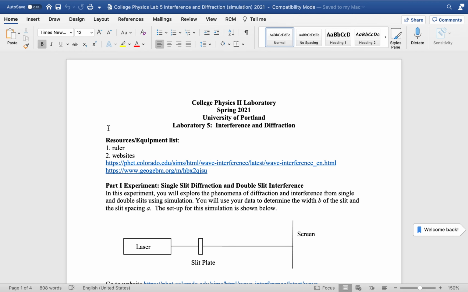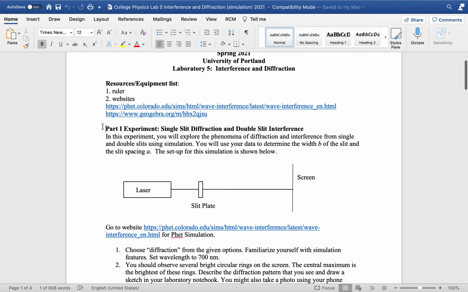Okay, so lab 5 here, the resources and equipment list are here. Students would need their ruler and, number 2, just the website. We are going to use a PhET Colorado simulation, and another one is from GeoGebra. Part 1 is an experiment about single slit diffraction and double slit interference.